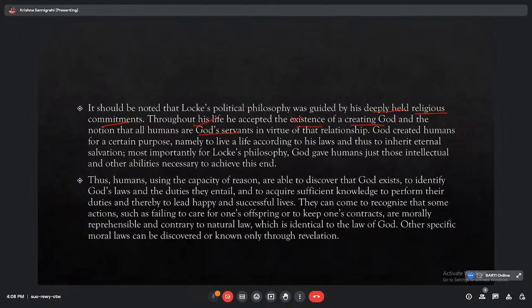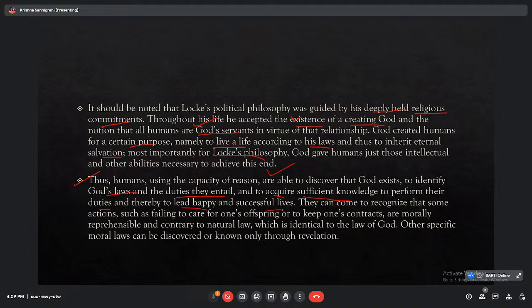something which was accepted. So, God created humans for a certain purpose, namely to live a life according to his laws, and thus to inherit eternal salvation, most importantly for Locke's philosophy. So, God gave humans just those intellectual and other abilities necessary to achieve this end. Thus, humans, using the capacity of reason, are able to discover that God exists, to identify God's laws and the duties they entail, and to acquire sufficient knowledge to perform their duties and thereby to lead happy and successful lives.